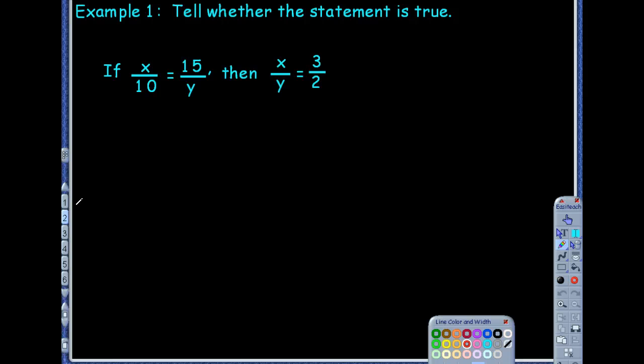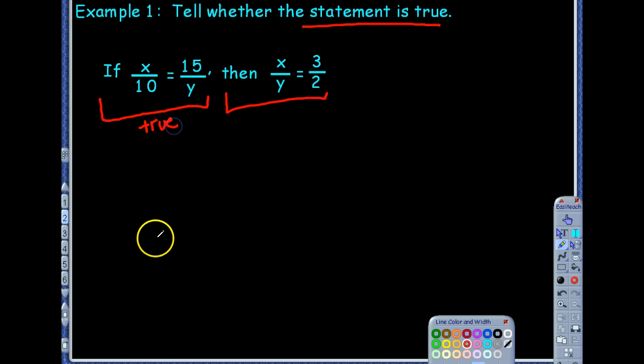Okay. So first of all, as you take a look at this, they give us a conditional statement. We've got an if and a then. And we're deciding if the statement is true. We have to assume that we're given something that is true. So you know that this part is true, the if part. You always have to be given something true to start with. The if is always given. In a proof, it's always the true part. The question is, then, knowing this is true, will x over y equal 3 over 2?